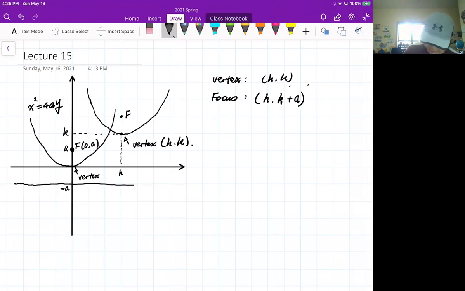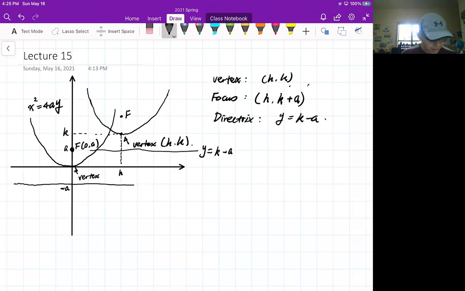Now, where is the directrix? The directrix is here. So this will be y equals k minus a. So the directrix is y equals k minus a. Okay, and now I need the equation.